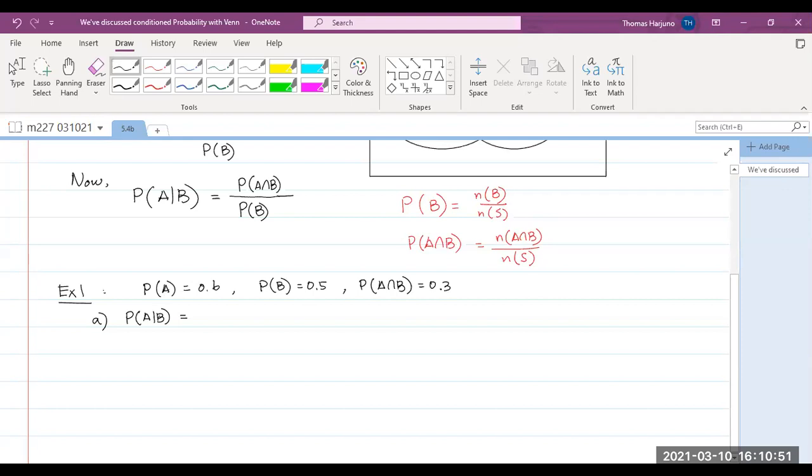Now probability of A given B: the denominator will be the probability of the condition. The numerator is the probability of the intersection. Write down the formula first and then you plug in numbers. Probability of the intersection is 0.3 over probability of the condition B is 0.5. When we compute, that's 0.6.